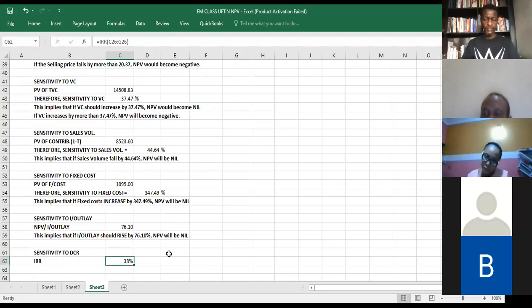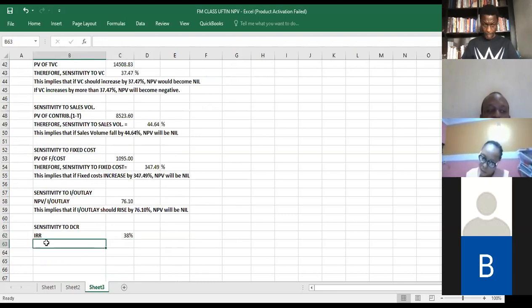So now we come to our discussion of this, and there are two things to note. This implies that if the discount rate rises to 38%, NPV will become 0.